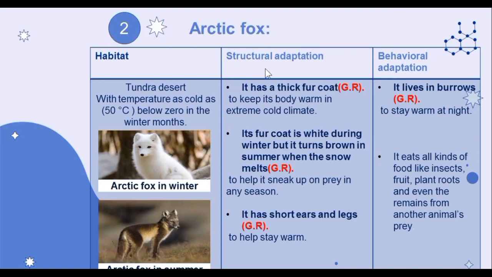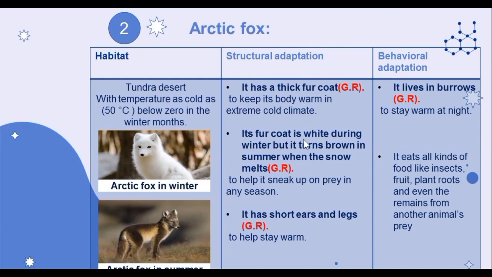طيب الstructural adaptation بقى، بما إنه بيبقى موجود في ال tundra desert وال temperature is very low، يبقى لازم يكون عنده إيه؟ thick fur coat عشان يتدفى، عنده thick fur coat. They برضه give reason to keep its body warm in extreme cold climate.